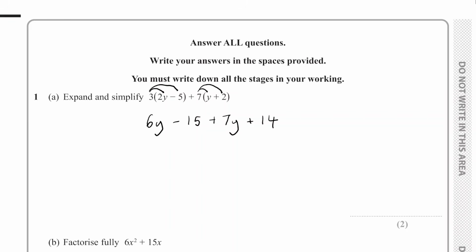So collect the like terms. We have 6y plus 7y, and that makes 13y. Then we have negative 15 plus 14. So negative 15 plus 14 is negative 1. So we've got 13y minus 1.